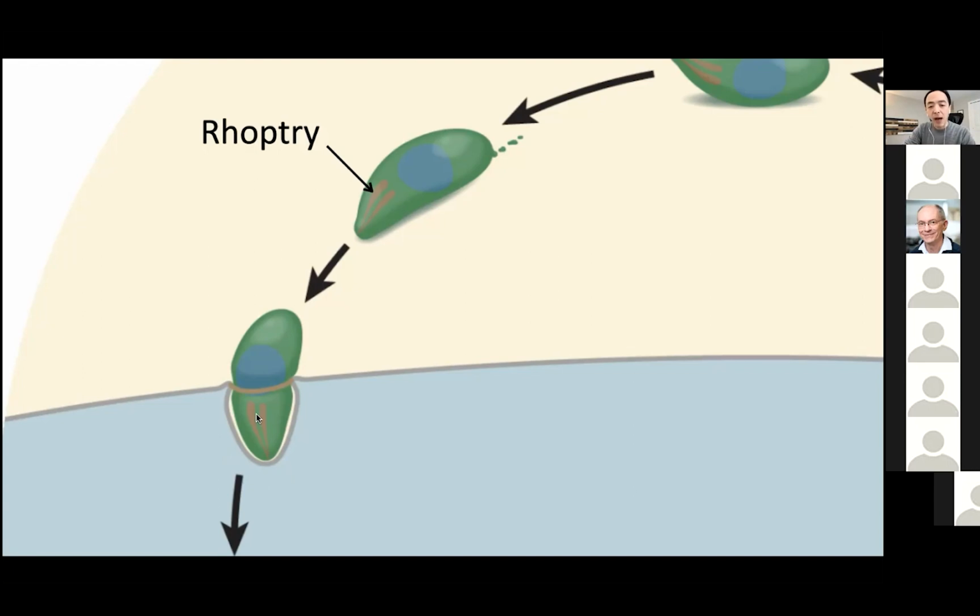Some other rhoptry proteins are also known to be secreted onto the membrane and modulate the properties of the vacuole to establish the niche. Some of the content even goes through the membrane and deeper into the host, modifying the biology of the host cell and further establishing the infection.